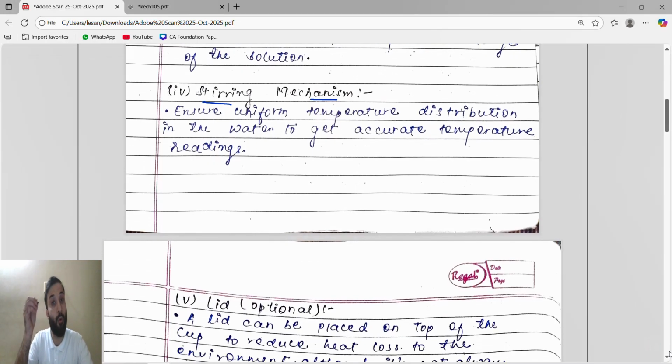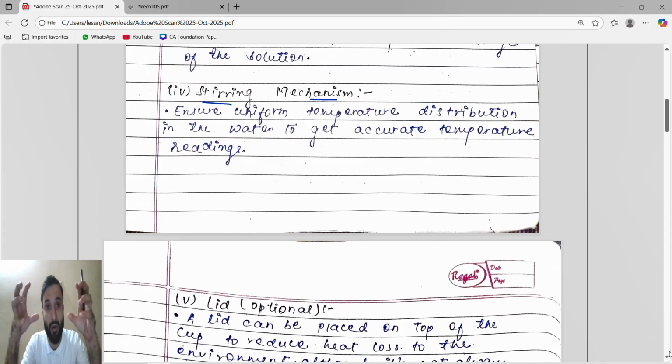The work of the stirring mechanism we know already. We have seen in the bomb calorimeter also, we take the sample and burn it inside the bomb in the presence of excess oxygen, right? The oxygen inlet will supply the oxygen. When burning happens inside the bomb, the bomb will release the heat, so heat will go to the water because the bomb is kept inside the water. Heat is releasing to the water, so that's why we use the stirring mechanism.